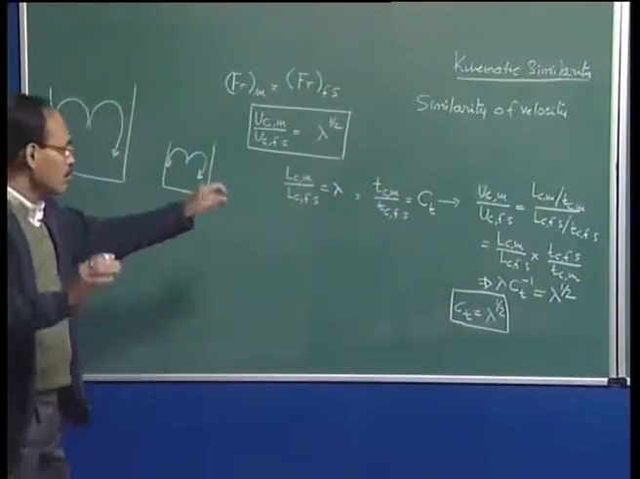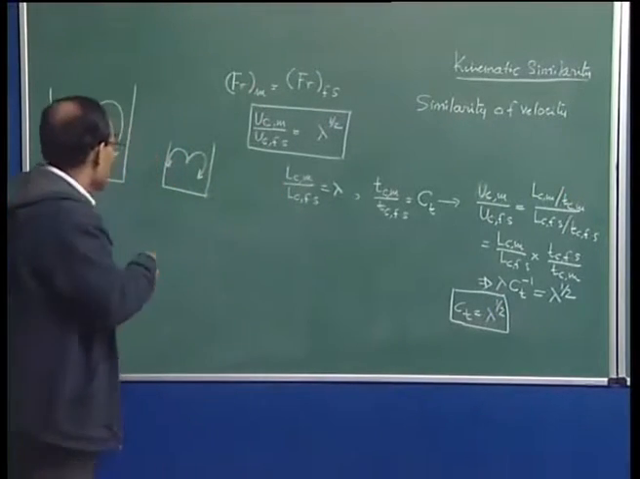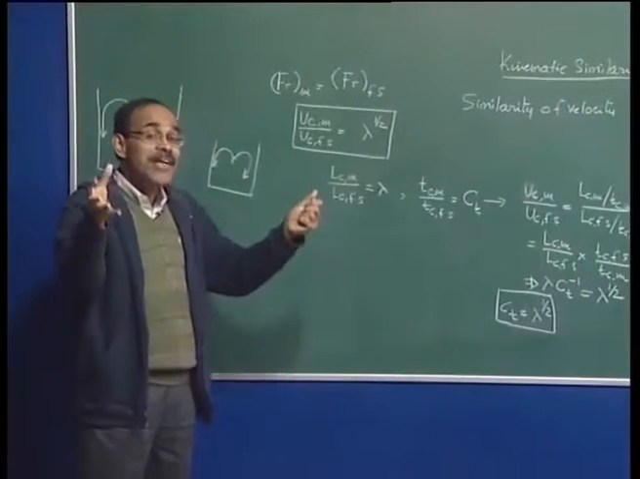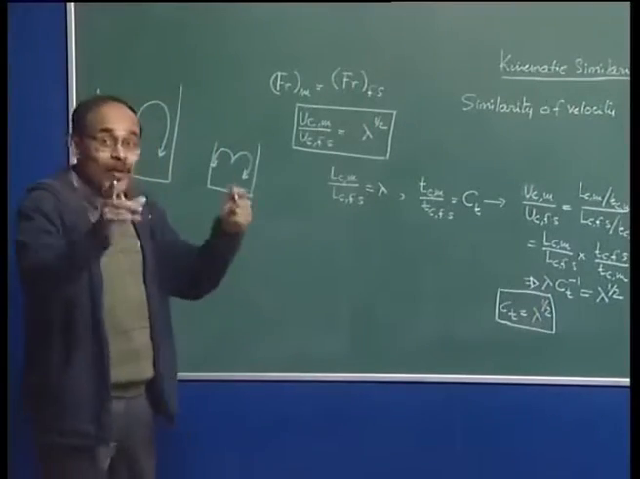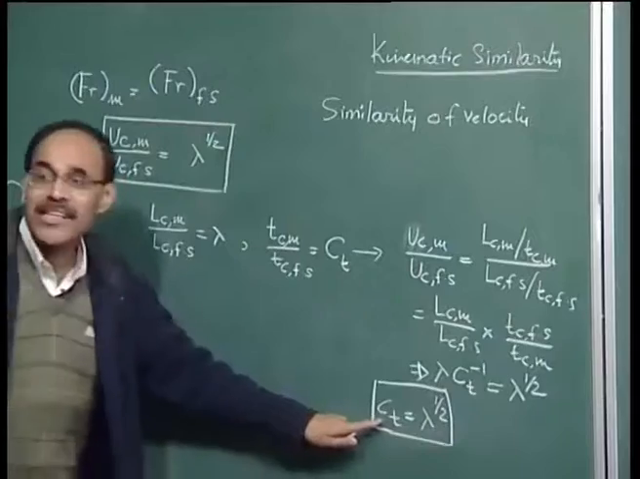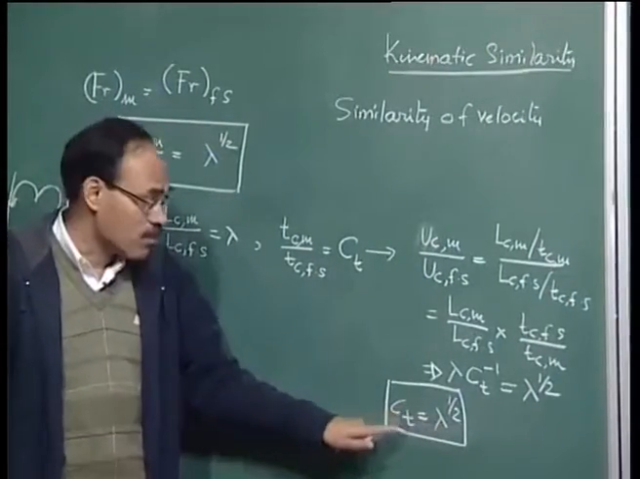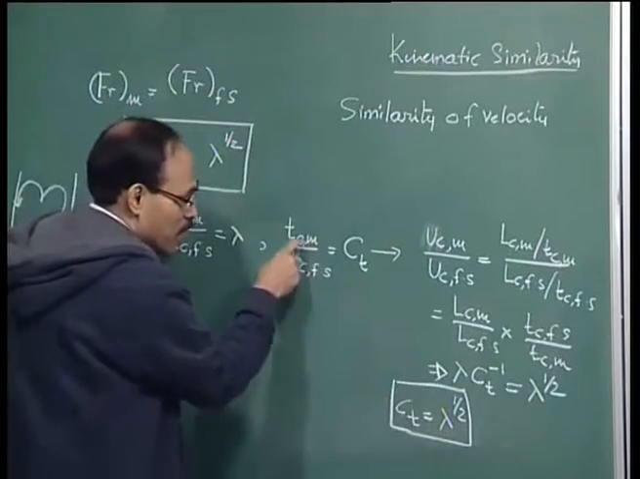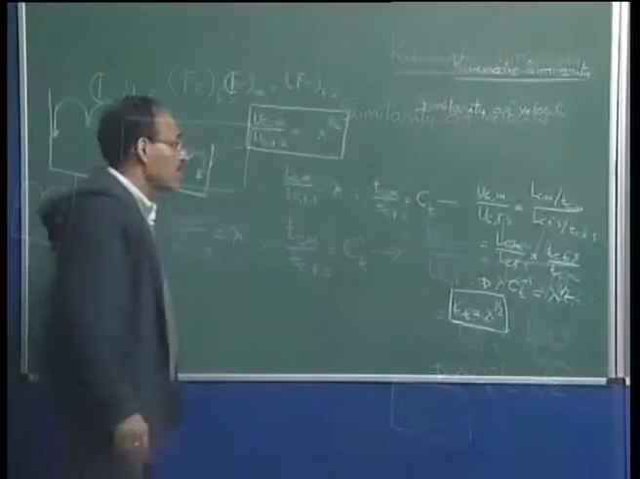So, as I mentioned, corresponding particles in model and full scale systems trace out geometrically similar paths in corresponding intervals of time, and that corresponding interval of time will be governed by this particular relationship, which gives us that the ratio of the time scales in the model and the full scale system is equivalent to lambda raised to the power half.